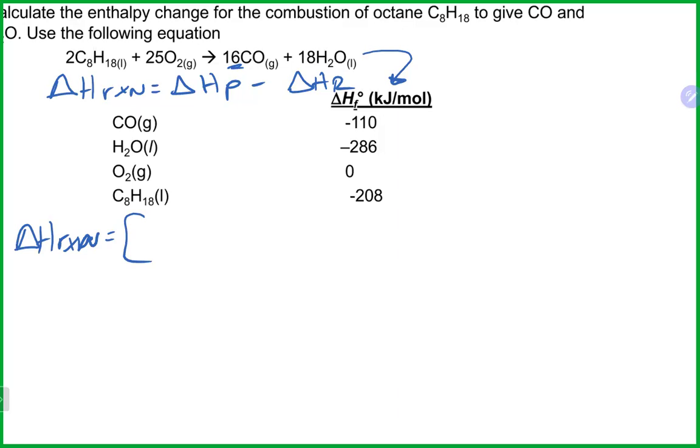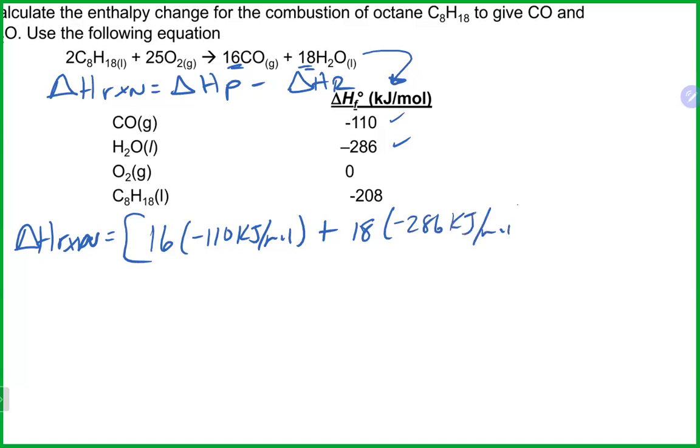So we've got 16 COs. So we're going to take 16 times that value that we got there. We're then going to add it to our other product, which is 18 of them, times the value for water there, which is minus 286 kilojoules per mole. That again is going to pretty much take care of all of our products there, right? So we're then going to subtract it from our reactants. We're going to do the same thing. I'm just going to go underneath again since I ran out of room.